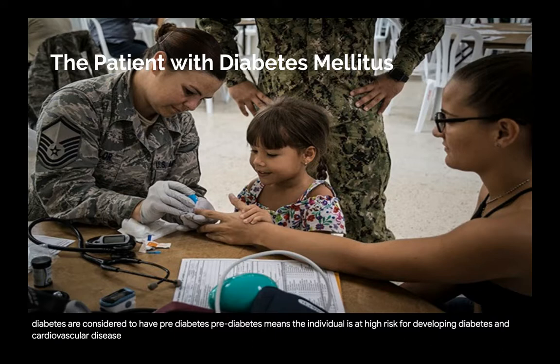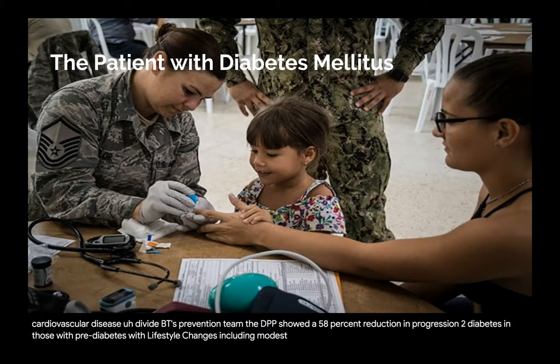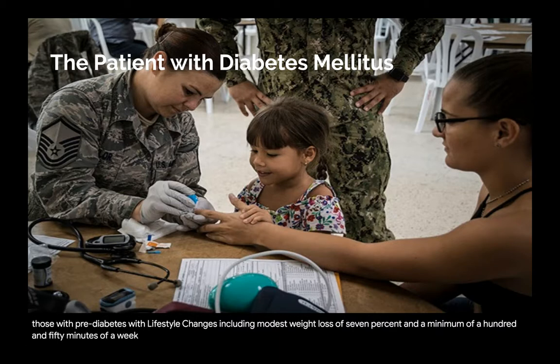The Diabetes Prevention Program, the DPP, showed a 58% reduction in progression to diabetes in those with prediabetes with lifestyle changes including modest weight loss of 7%, and a minimum of 150 minutes a week of physical activity. The most frequent medication used to manage blood glucose is metformin.